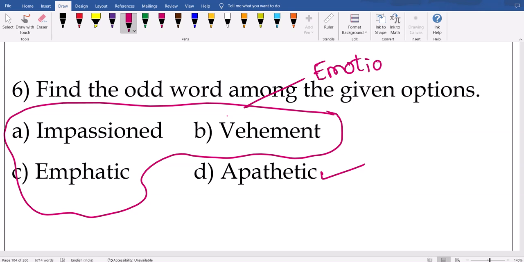If you know the meaning, then fine. Otherwise, the problem is that. Antonyms, synonyms, all those things. Here, except apathetic, remaining all related to strong emotions, conveying strong emotions.